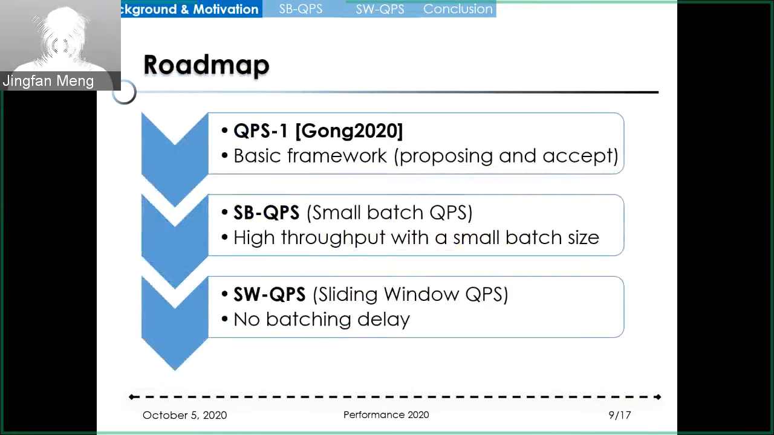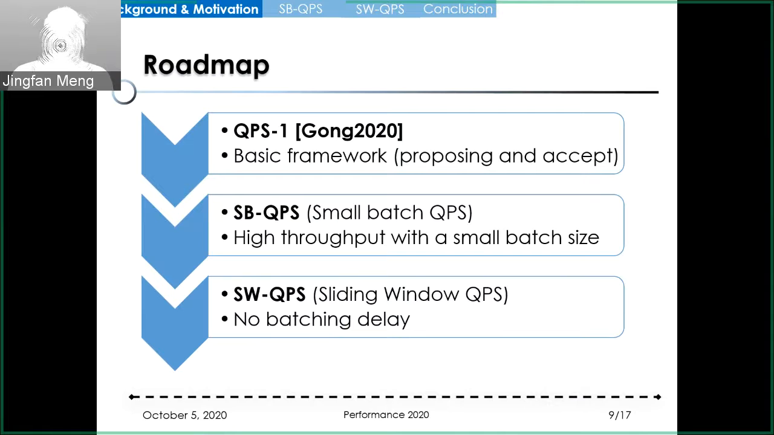Here is our roadmap of this research. At first, we present small batch QPS. It converts QPS-1 to a batched scheduler. The main contribution of small batch QPS is that it achieves high throughput with a batch size that is much smaller than previous batch schedulers.